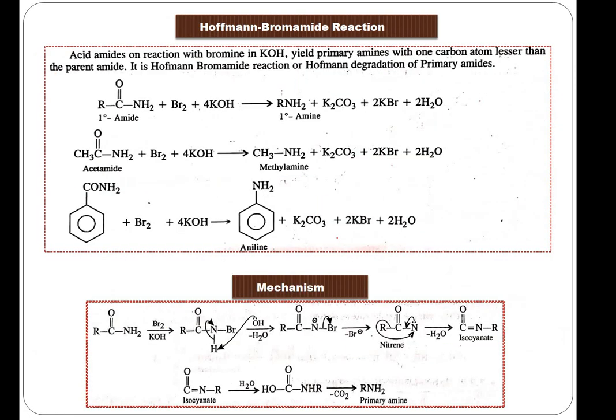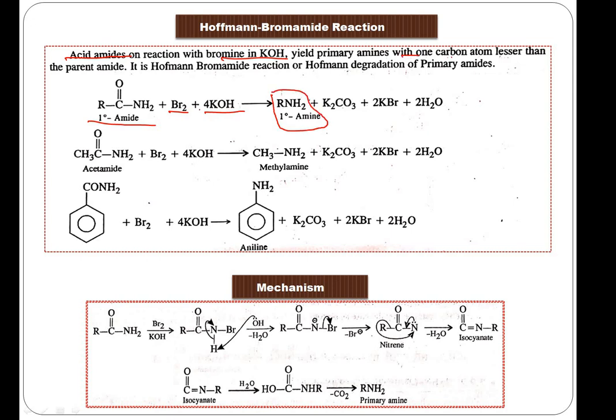Okay? So let's move to the next reaction, and this is the most important reaction, particularly from the competitive examination point of view. A lot of times I have seen questions coming from this portion. So let's move to the Hoffmann bromamide reaction. In this case, acid amides. Now this is your acid amide. It reacts with bromine in the presence of a base, potassium hydroxide, to give the primary amines. So this reaction also gives us primary amines.